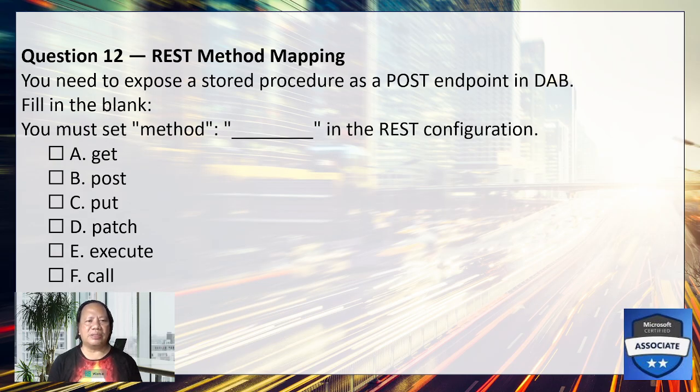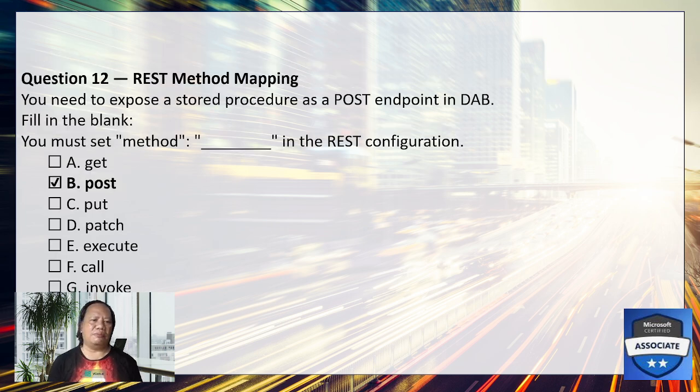For the REST method mapping, you need to expose the stored procedure as a POST endpoint in DAB. Fill in the blanks. You must set the method blank in the REST configuration. A. GET, B. POST, C. PUT, D. PATCH, E. EXECUTE, F. CALL, G. INVOKE. And the correct answer is B, POST. Right.